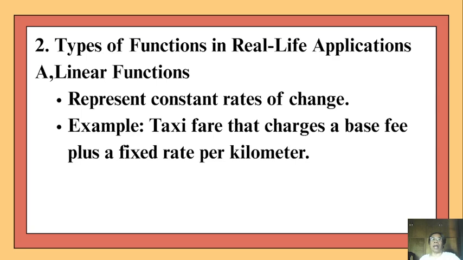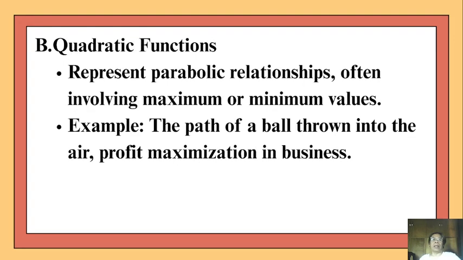Number two, types of functions in real-life applications. We have linear functions, which represent constant rates of change. Example, a taxi fare that has a base fee plus a fixed rate per kilometer. Quadratic functions represent parabolic relationships, often involving maximum or minimum values. Example, the path of a ball thrown into the air, profit maximization in business.